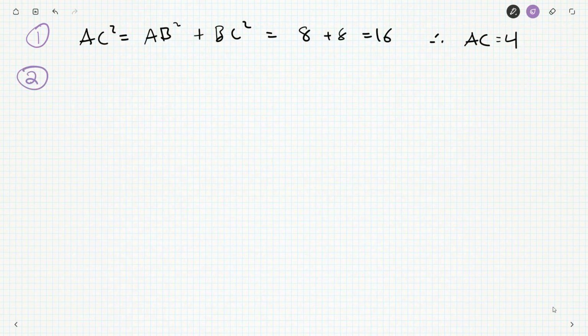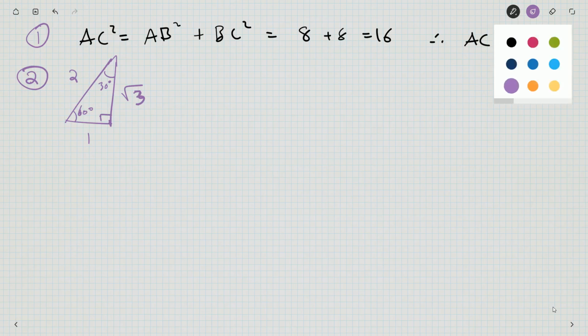Part 2. All 30, 60, 90 triangles have the same ratios. You can use trigonometry if you want to get them, or you can remember that all of them are in the same ratio. Opposite the 30 degrees, we'll call that 1. Then opposite the 60 degrees will be root 3 times that. And the hypotenuse will be twice the side opposite the 30 degrees.